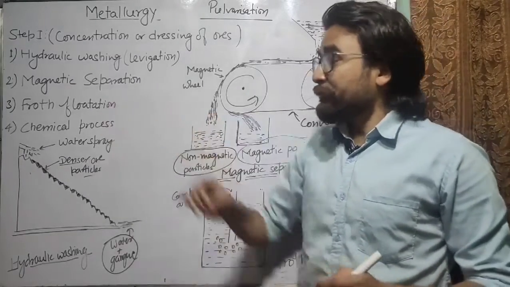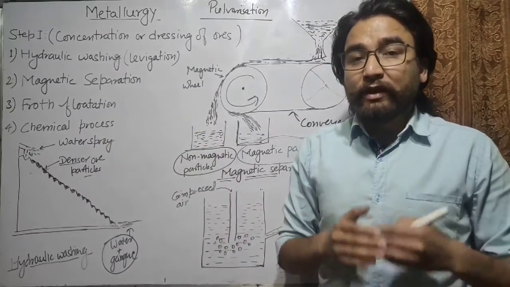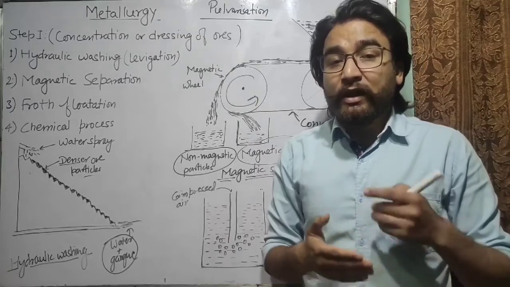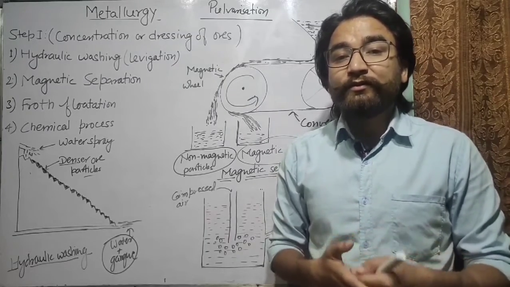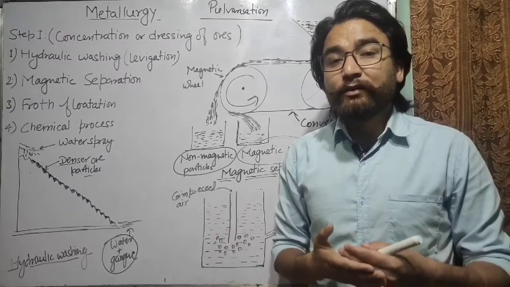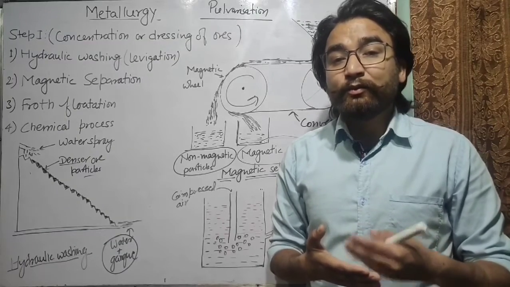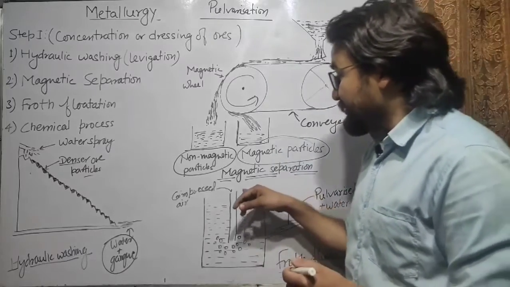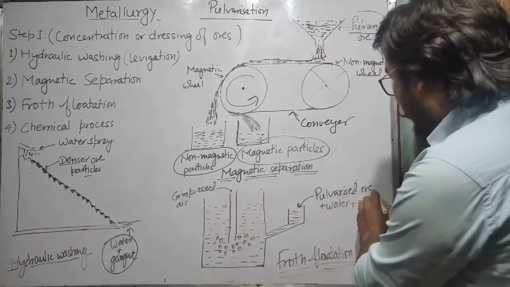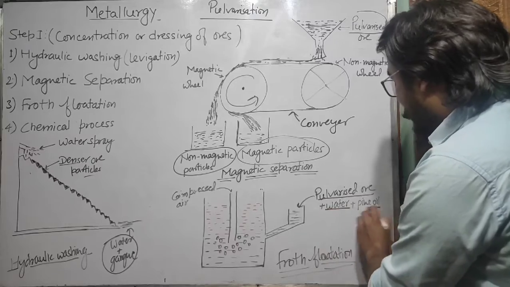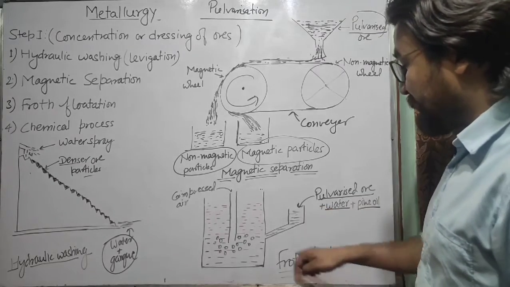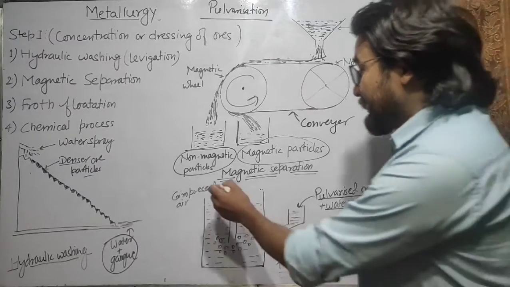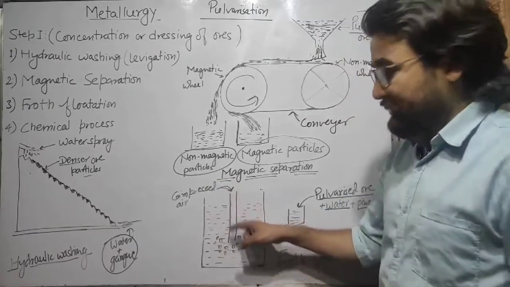The next is the flotation method. This is the process which is used generally for sulfide ores, and this is because of one property of sulfide ores, that is, the sulfide ores get wet with oil but not with water. What happens in this process? In this process, pulverized ore along with water and oil, pine oil is used in this process, is passed in the vessel, and compressed air is passed in this vessel.